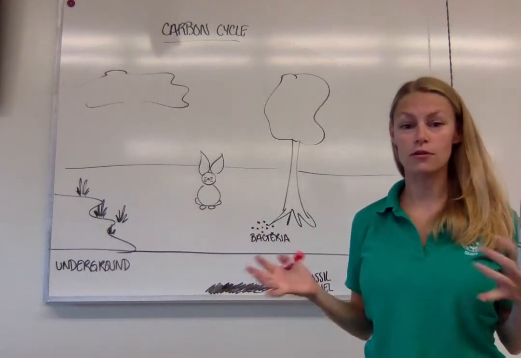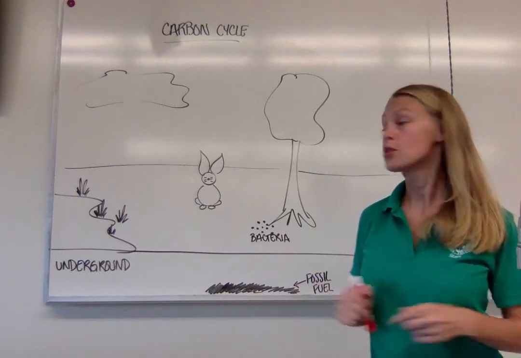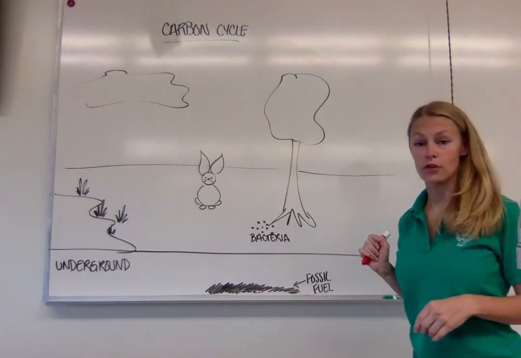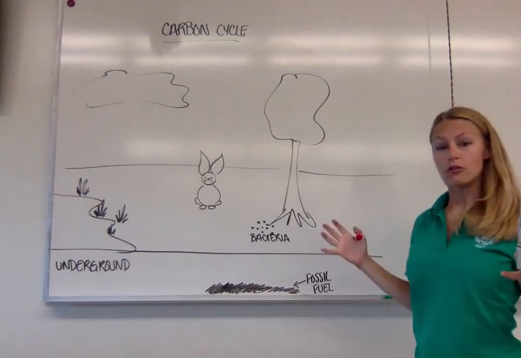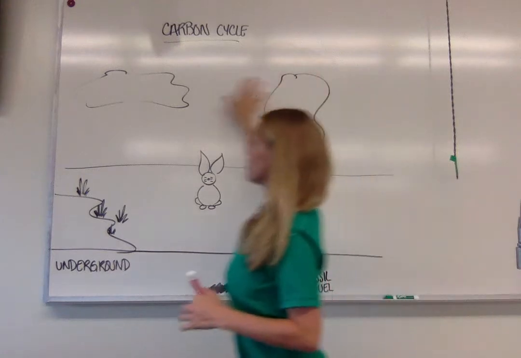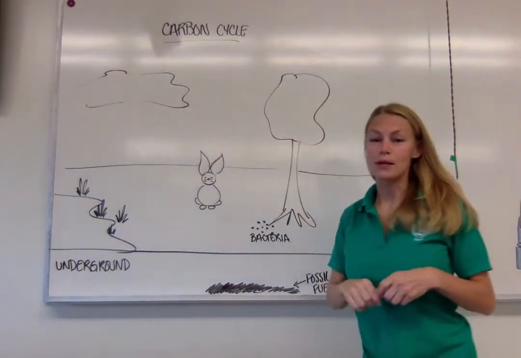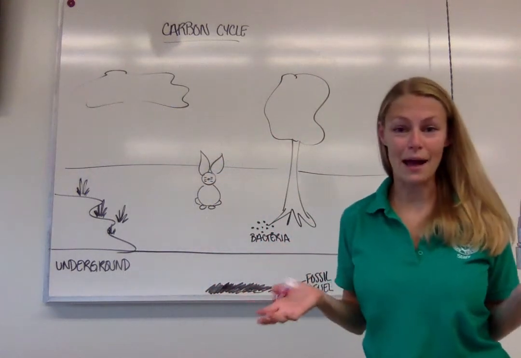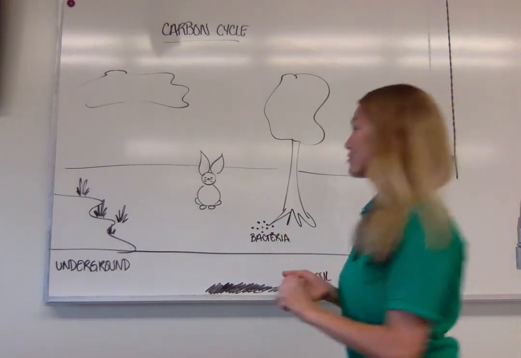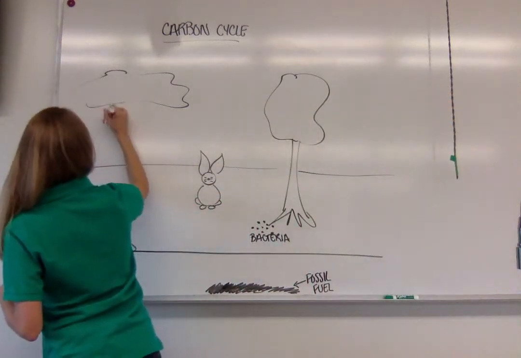Now before we can actually follow where carbon goes, we need to identify the different parts of our ecosystem on large scales. So anything that we would consider the atmosphere, we're going to call it atmosphere. All right, so we're just going to label that.